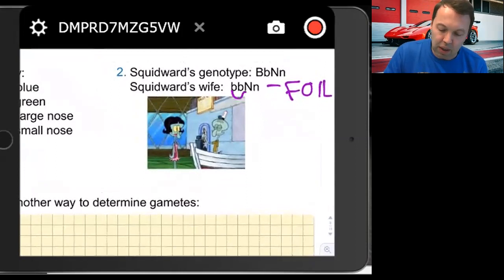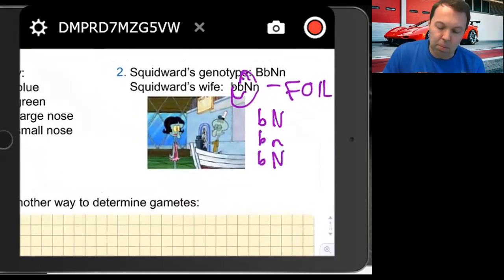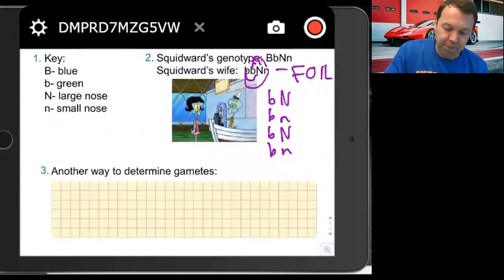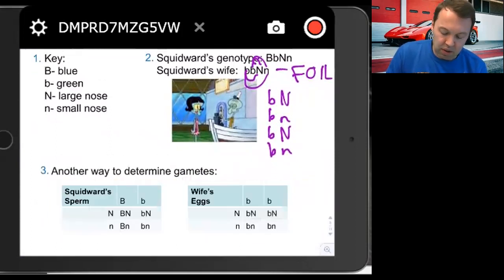All right, so for the wife's genotype, the first letter is little b, big N. The outside letters are going to be little b, little n. Inside letters, little b, capital N. And the last letter, the last b and the last N, little b, little n. So here you can see she only has 2 types of gametes, okay? Little b, big N, and little b, little n. Squidward himself is going to have 4 possible gametes there.